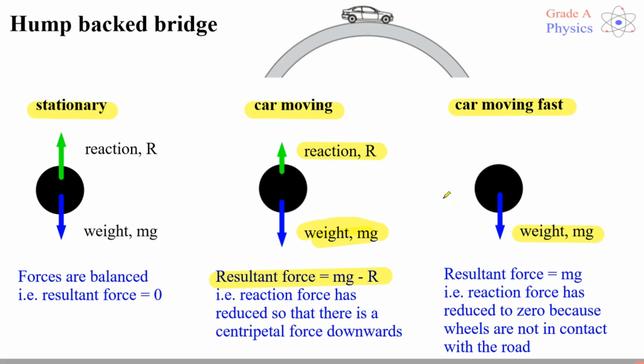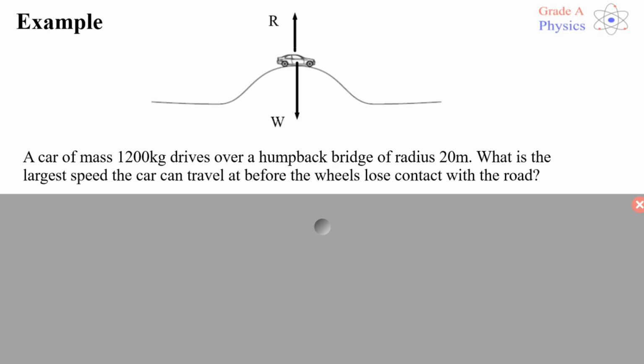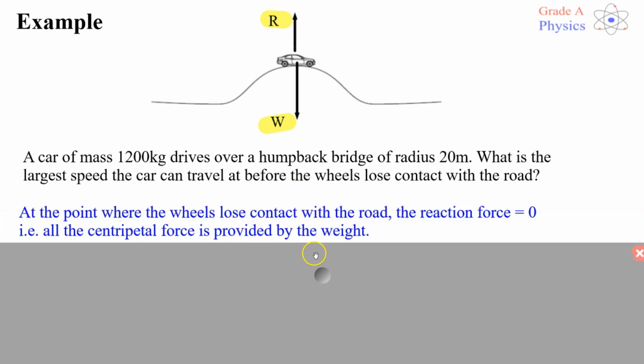So we could calculate the maximum speed the car is traveling at before the wheels start to lose contact with the road. And this would be the example calculation of that. So we've got a scenario here. The earlier parts of the question might ask you to calculate the weight, maybe the reaction force when it's stationary, which would just be equal to zero. So here we go. We've got: what is the largest speed the car can travel before the wheels lose contact with the road? So let's just put into context what we just talked about.